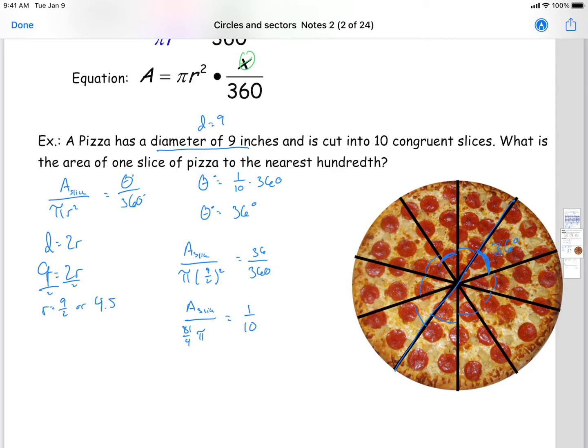In order to solve this, I have to use my cross product property. I go 10 times the area of the slice is going to be equal to 81 over 4 times pi. Don't worry, we will calculate this out because 81 over 4 pi is messy. Then I also need to divide by 10. So let's turn this into a fraction first: 81 divided by 4 times pi.